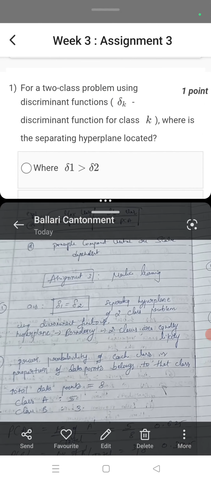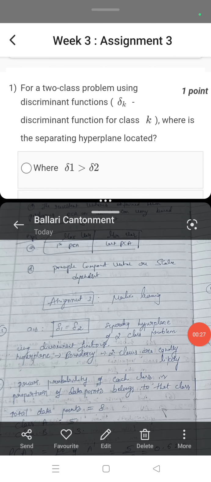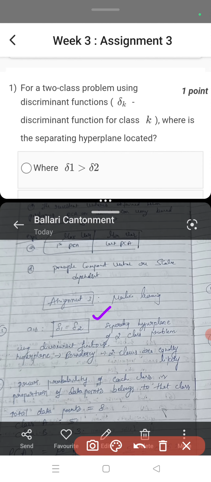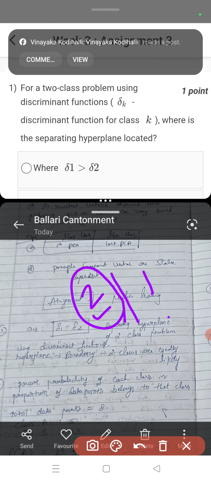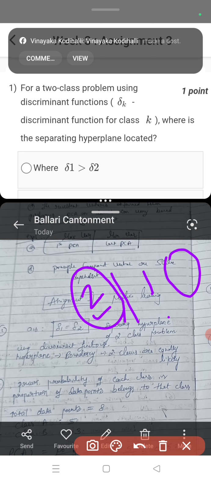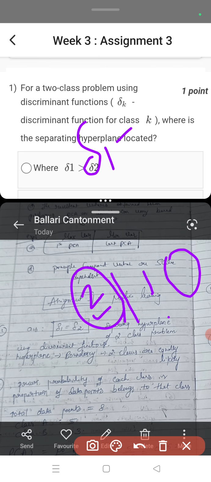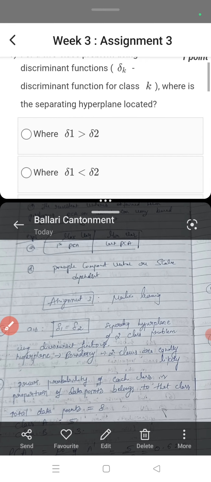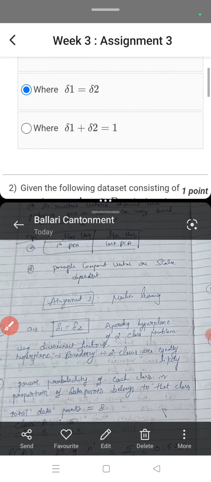For this, the correct answer is going to be delta 1 is equal to delta 2. Why? If you separate the hyperplane between the two classes, class 1 and class 2, and they are equally likely, then we will call delta 1 equal to delta 2. The separating hyperplane is located at delta 1 equal to delta 2. That's why the correct answer is the third one, delta 1 equal to delta 2.